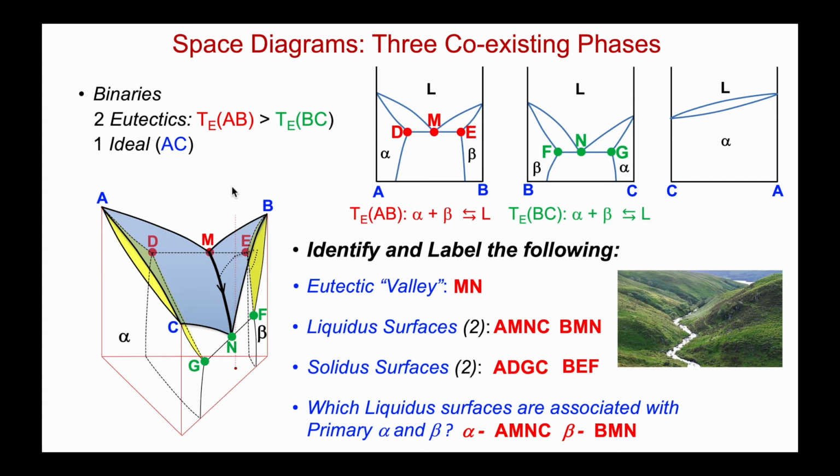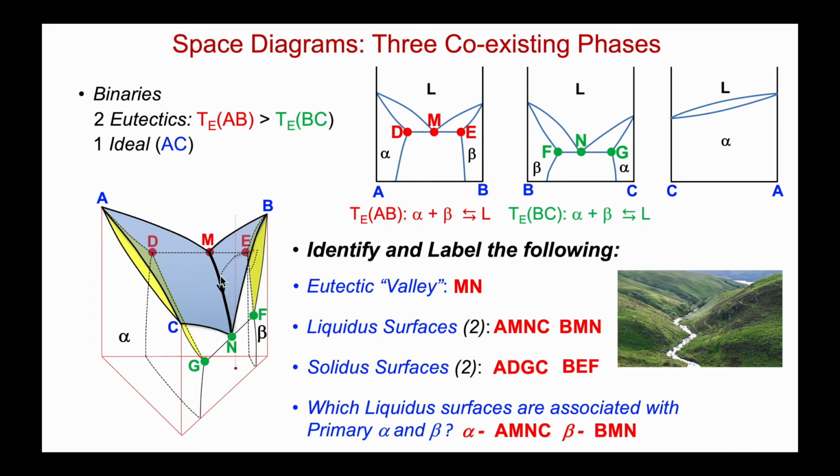Just to highlight the three-dimensionality, I've added a potential overall composition here in orange. We'll deal with this in a second. But in this case, as I cooled, then my sample would first hit the BMN liquidus, which is associated with primary beta, and the solid would be constrained to the beta primary phase surface, and the liquid would run down this liquidus surface.